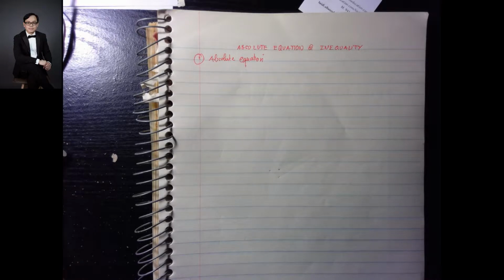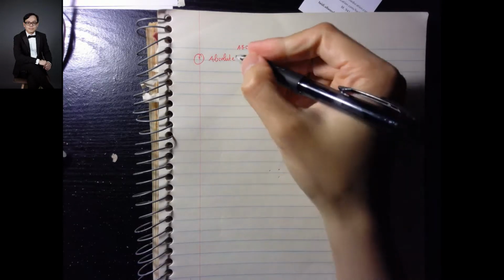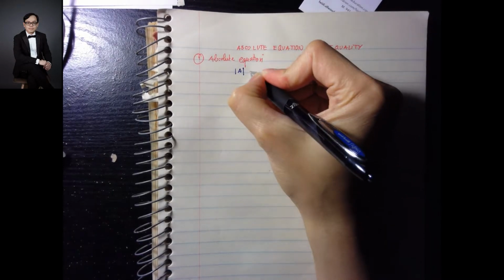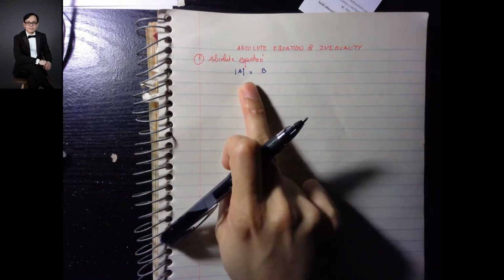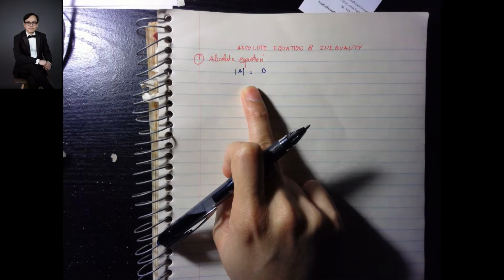How will I solve absolute equation? The approach to solve absolute equation is to bring it into a basic form. Sometimes the absolute equation is very complicated, it's not just simple. We need to bring the equation into the form absolute of A equal B. As long as we can bring a complicated absolute equation into this one, we can solve it easily, because this is a basic absolute equation.